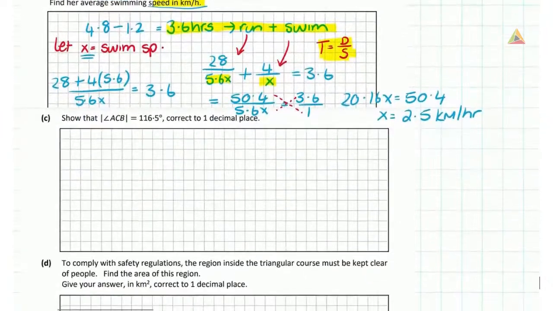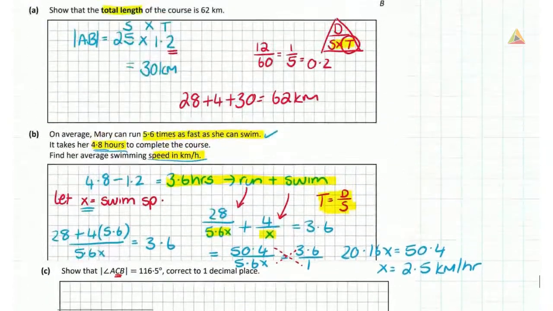Okay, so moving on to part C. So this is where it gets to trigonometry, I suppose. We're asked to show that the angle ACB, so remember you're always looking at the letter in the middle there to tell you which angle exactly it is, is 116.5 degrees to 1 decimal place. So the first thing to make sure here is your answer needs to be in degrees. So make sure that your calculator is in degrees for this one.